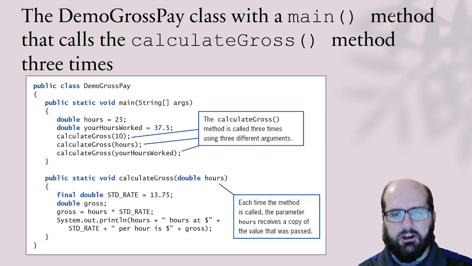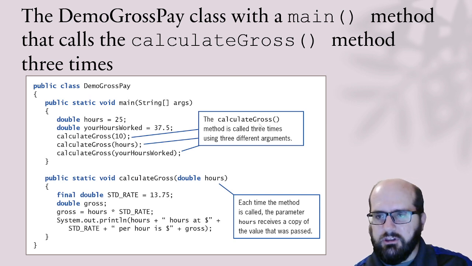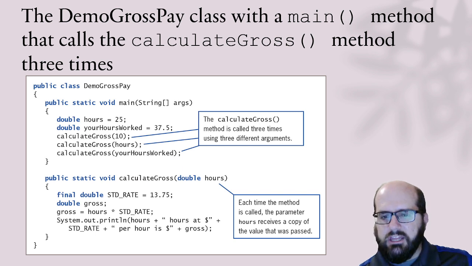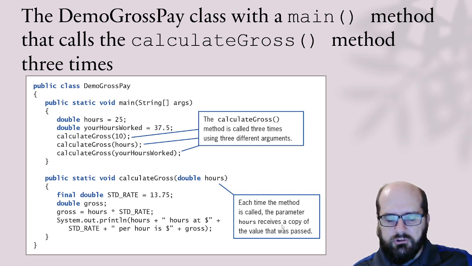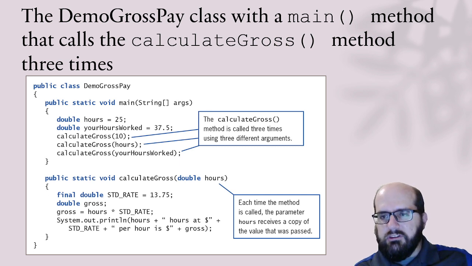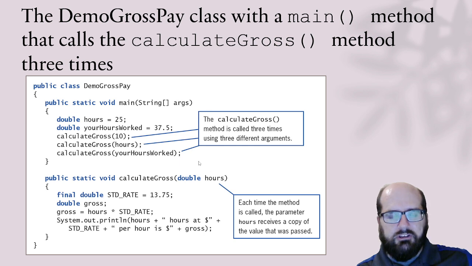You can see in our program that we called calculate gross 3 different times. Each time the method was called, the parameter hours received a copy of the value that was passed, was used in the program, and then when the method stopped running, the garbage collector picked it up and destroyed it. When we called it again, hours was recreated, and it ran that way. Effectively, hours received a copy of the argument, the value that was passed each time. The first argument was 10, the second argument was 25, and the third argument was 37.5.